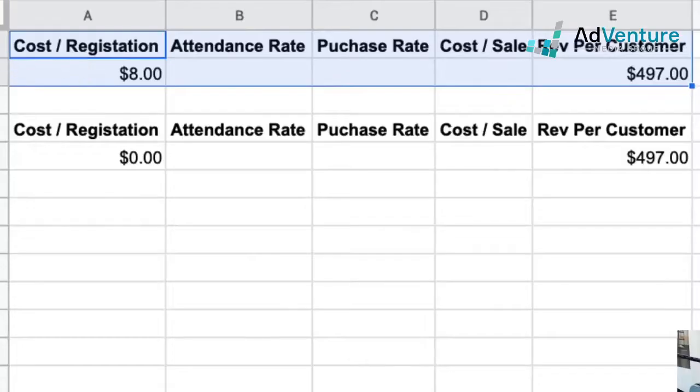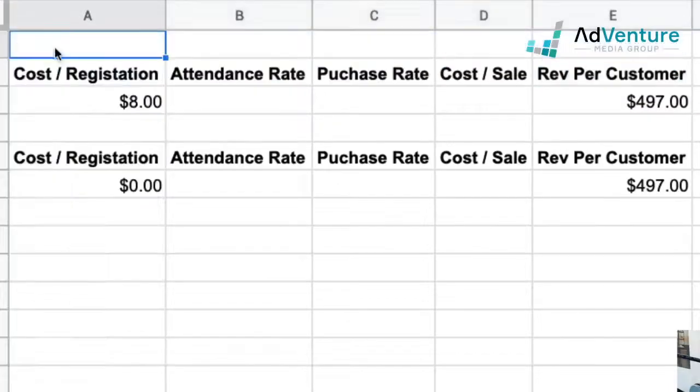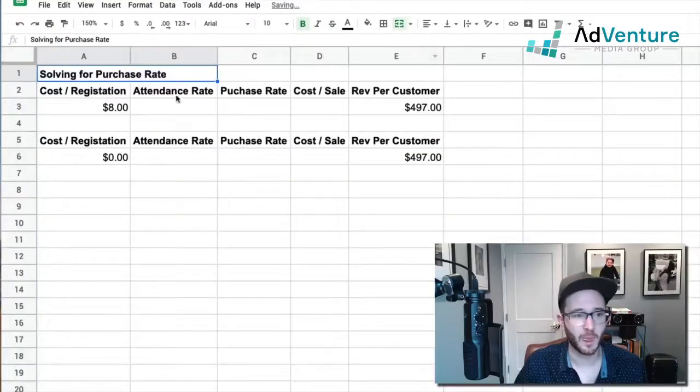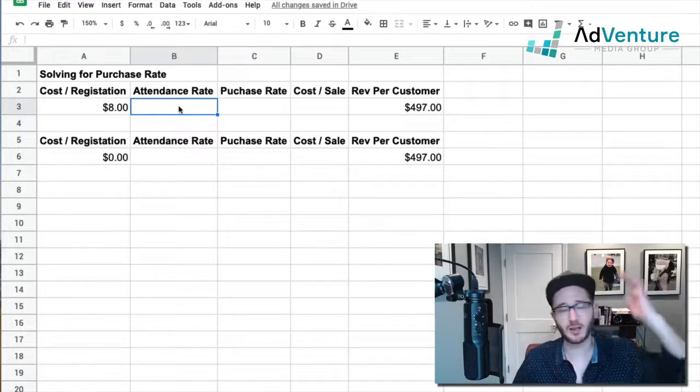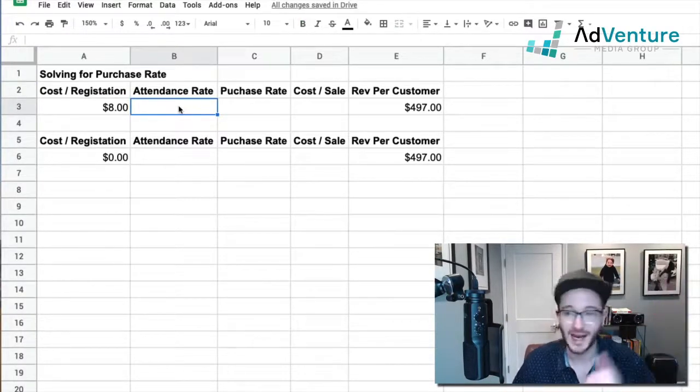In this top column, I'm solving for purchase rate. What I want to figure out is, if my registrations are coming in at $19.85, what does my purchase rate have to be? What does my actual conversion rate have to be? That's an important question to answer, because if it comes out that my purchase rate has to be 5% or 10%, I know it's totally unreasonable. I'm not going to be profitable, and that's the question I want to answer.